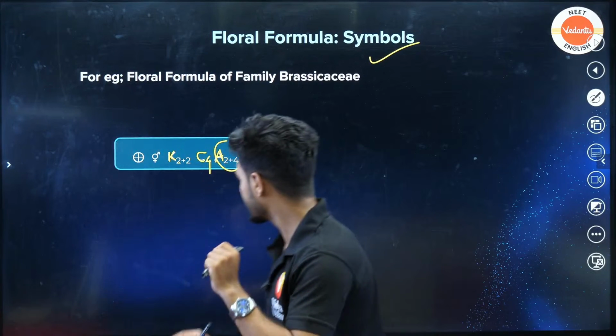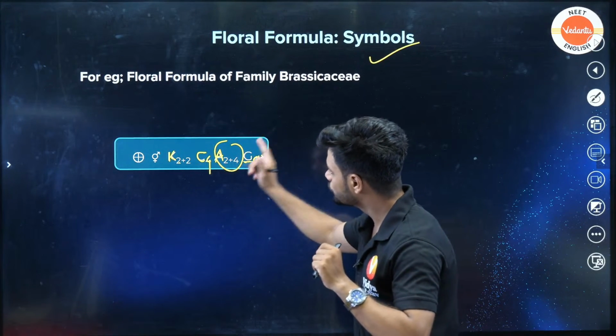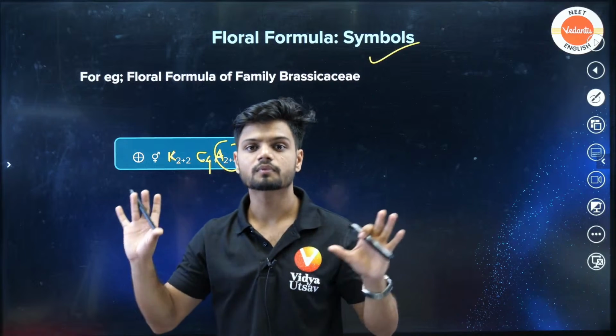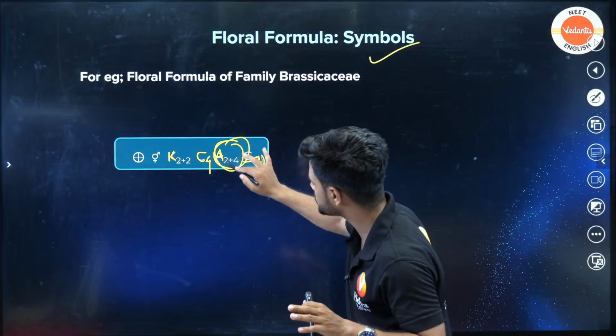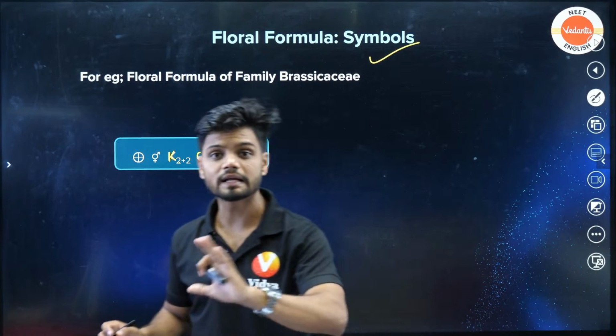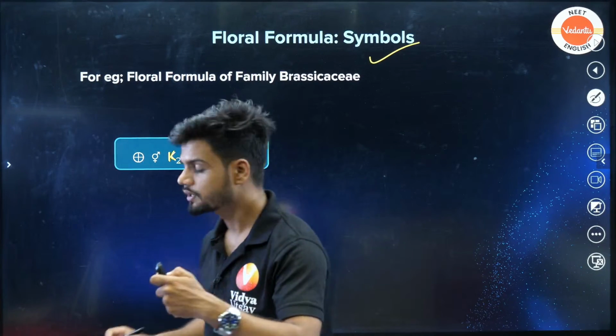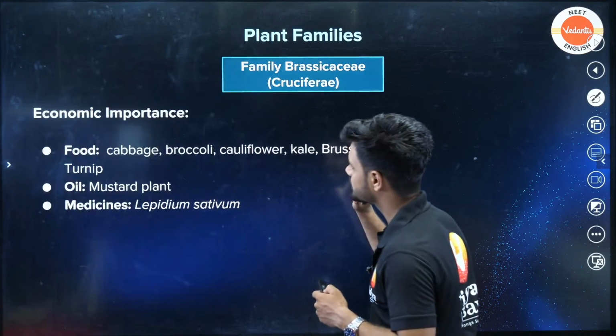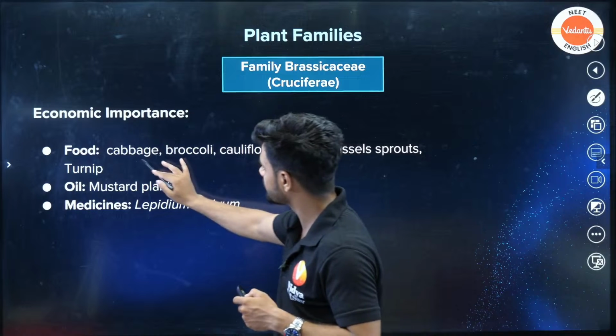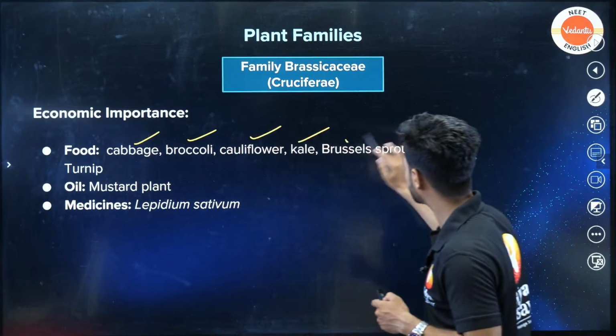Now here again, if it says 2 2 2 anywhere, you need to remember it is going to be Brassicaceae. Especially this 2 plus 4 condition is not seen anywhere else; very rarely can we see a 2 plus 4 condition. Now students, this is your floral formula. Again, the same thing is written here. The diagram is the same. Now again, for food we have cabbage, broccoli, cauliflower, kale, Brussels sprouts.